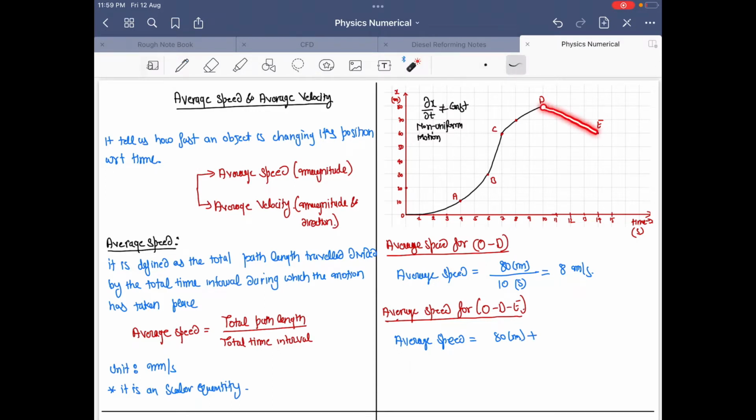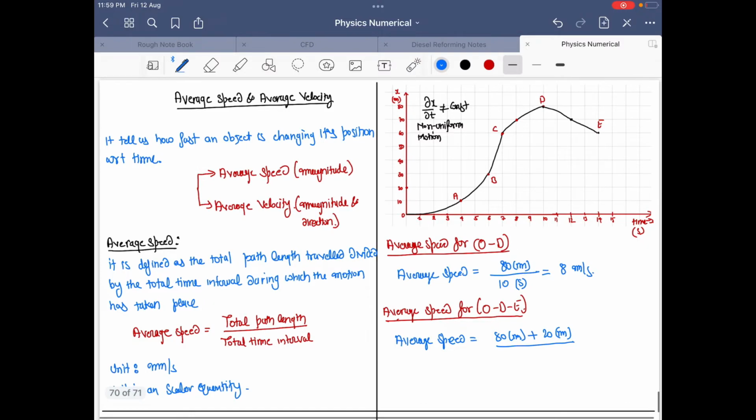plus how much distance has the object traveled from D to E? The object has traveled 20 meter distance. And how much time has the object taken? To reach from point O to point E, the object has taken 14 seconds. So what will be the final answer? That will be 100 meter divided by 14 seconds. So the final answer will be 7.142 meter per second. This will be the average speed.